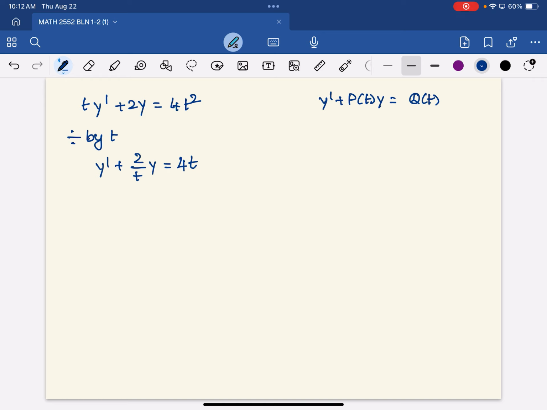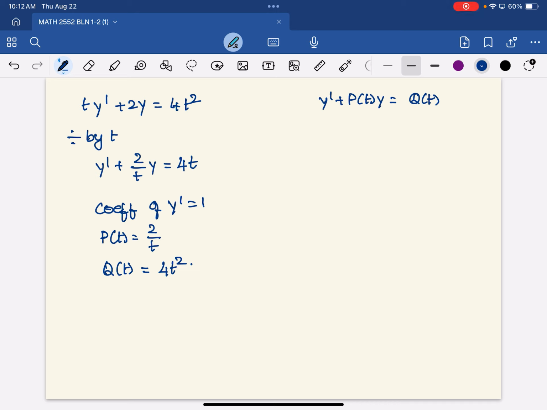Okay, now, by comparing this, the coefficient of y prime equals 1, right? So that's taken care of. The first thing is, the coefficient of y prime equals 1. Then you know that p of t is going to be 2 over t and q of t is going to be 4t. So it fits into that type. So this is the first order linear differential equation. Is that clear?